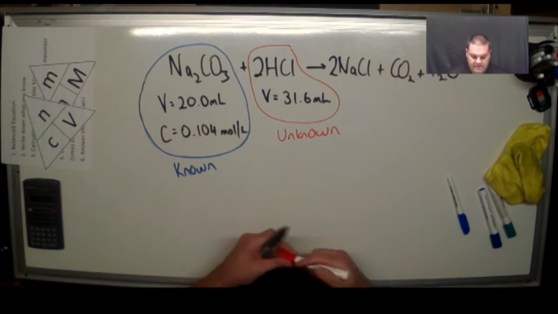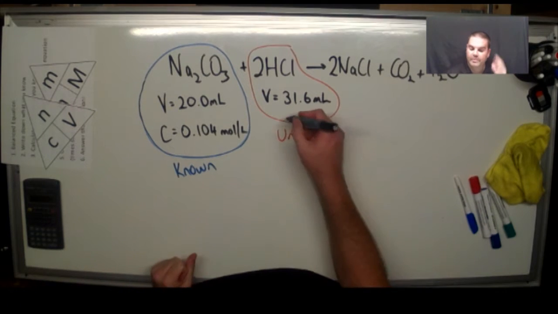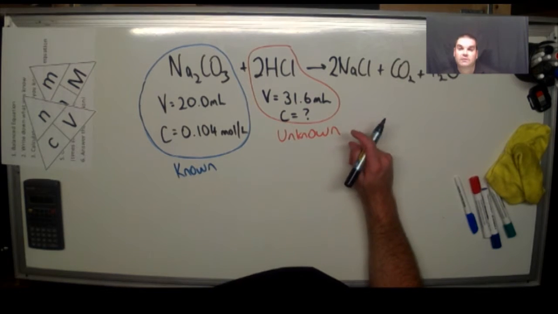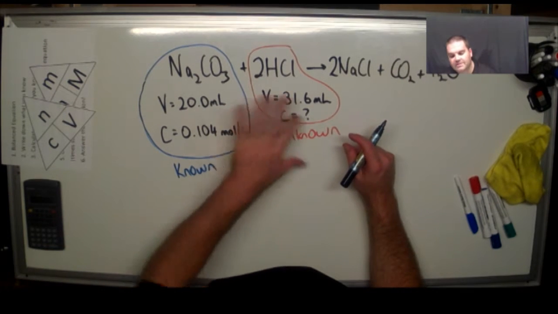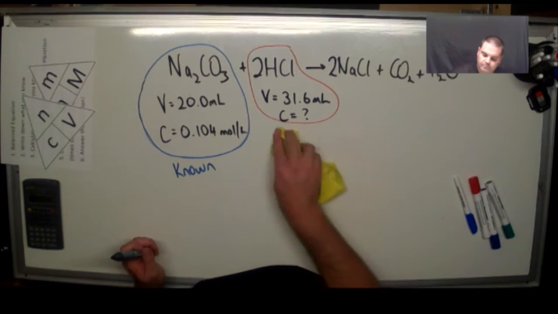Because what we're trying to do in this titration, the point of this would be to determine the concentration of our hydrochloric acid. And because we've only got one value for that, that's our unknown, that's what we're trying to work out. So remember to keep that in mind because that's important.